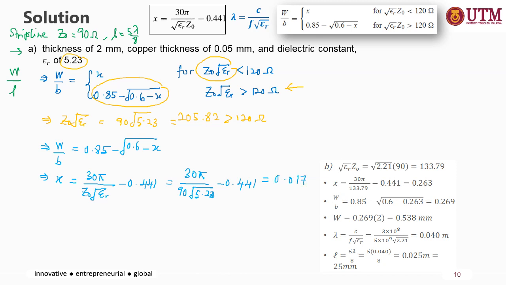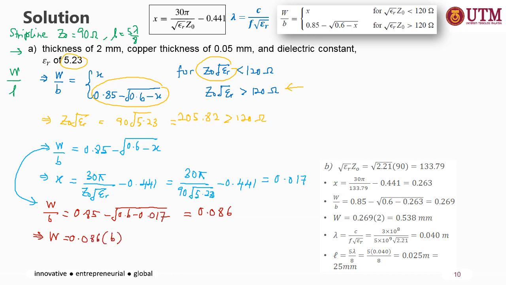So in which your x should be equal to 0.017. From here you can calculate the ratio of W over B equal to 0.85 minus 0.6 minus 0.017. So the ratio is 0.086. Okay, so now to get the W, the W will be equal to 0.086 multiplied by your B, or the thickness of the structure.